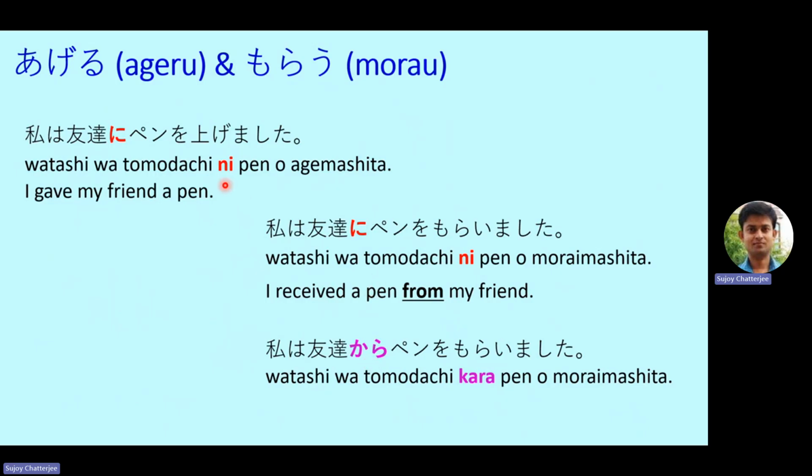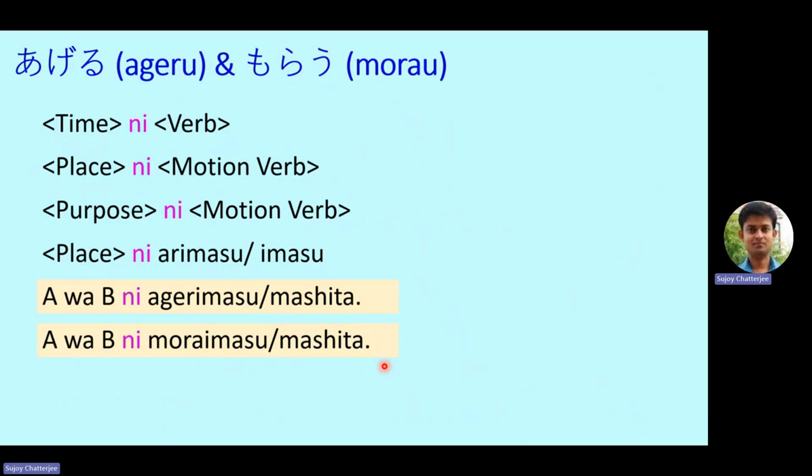But here, in place of ni, you cannot write made. So be very careful. Kara, made: you cannot write made in place of the ni particle in this case of agemashita. But for moraimashita you can replace the ni particle with the kara particle. So watashi wa tomodachi ni pen o moraimashita and watashi wa tomodachi kara pen o moraimashita. Both are correct. So to summarize: time ni verb, place ni motion verb, purpose ni motion verb, place ni arimasu or imasu, and now today we have received B ni agemasu or agemashita and B ni moraimasu or moraimashita.